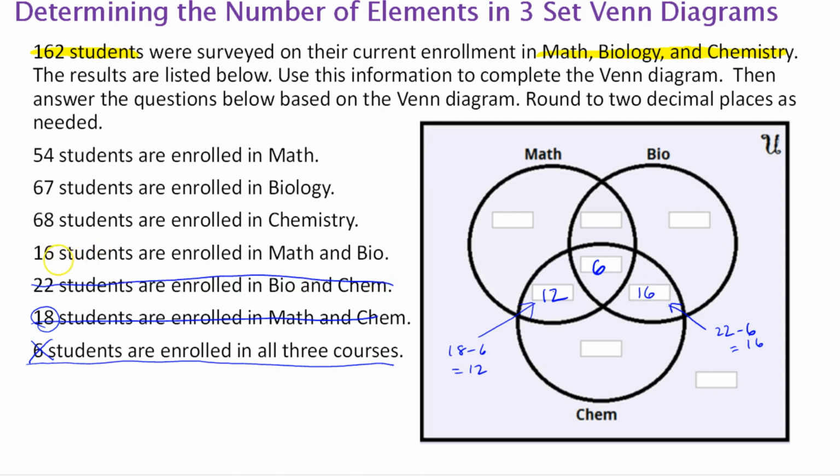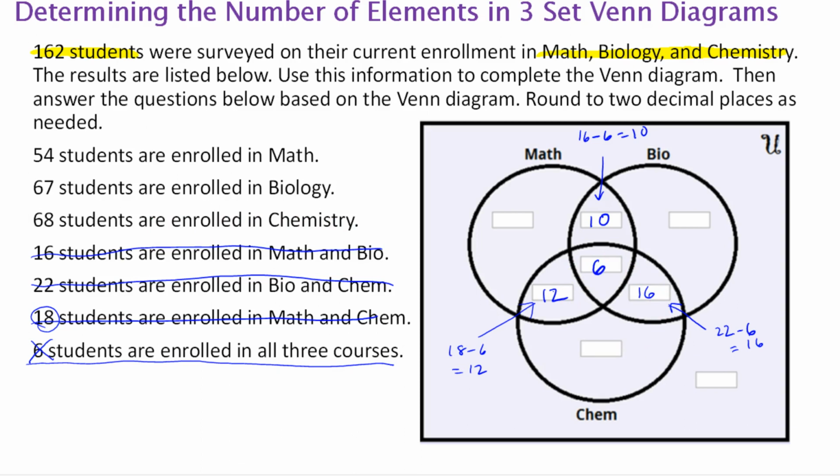Now we have that 16 students are enrolled in math and bio. Here's math and bio, it's 2 pieces. So this piece is 16 minus 6, which is 10. Okay. So now we've got all the main intersections covered. We've used that, so let's cross that out. And next we have the entire set. So 68 students are enrolled in chemistry. So that's these 4 pieces.